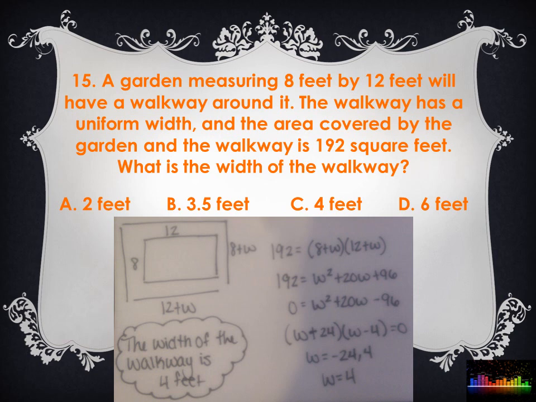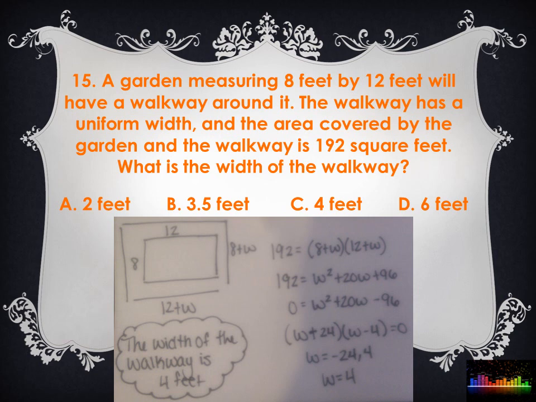So the total length and width of our garden and the walkway, for our width we get 8 plus W, and for our length 12 plus W. It says the area covered by both the garden and the walkway is 192. So what is the width of the walkway? So what we can do is we can take our length times our width and multiply those together and set it equal to our area, which is 192.